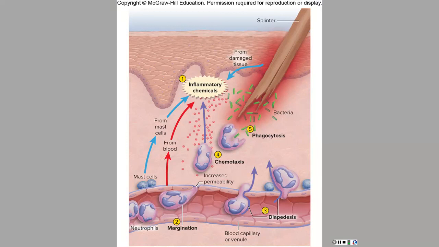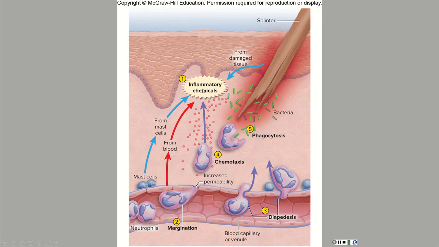So here is kind of what's going on during that inflammation process. This is on page 821 of your textbook. So when there is some sort of tissue damage, it looks like somebody stuck a splinter in their hand. Well, that splinter, like everything, is covered in bacteria. So we damage the tissue, we introduce bacteria, and that damaged tissue and even the bacteria themselves are going to start to release some chemicals. And some of those chemicals are going to cause inflammation.